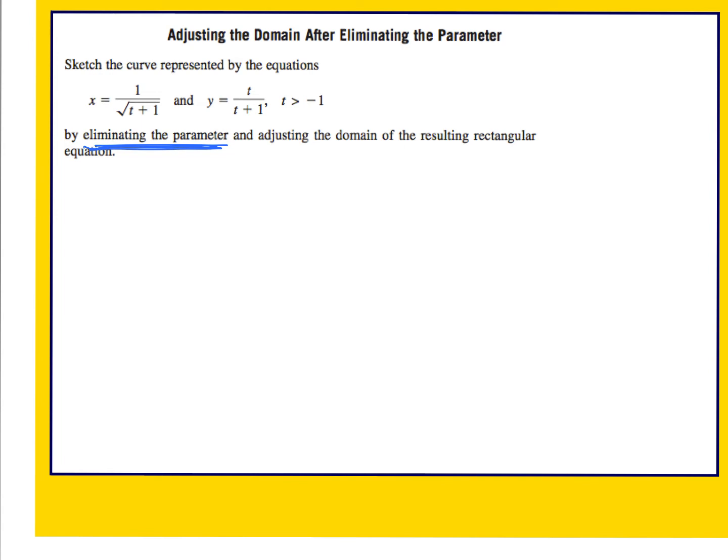Which one? The x. Why is the x the easier one to solve for? It only has one variable. The y has how many? 2. It's going to be very difficult to do that. All right? Actually, almost impossible here. All right? So, we're going to solve for t in the x equation.